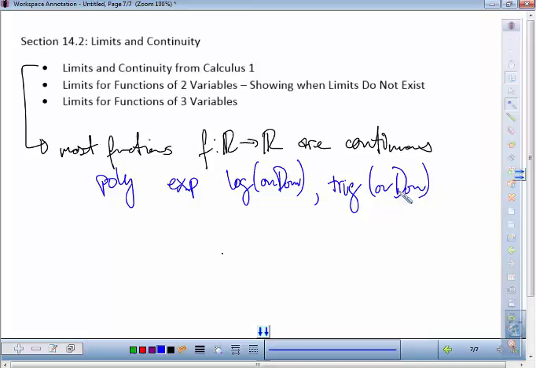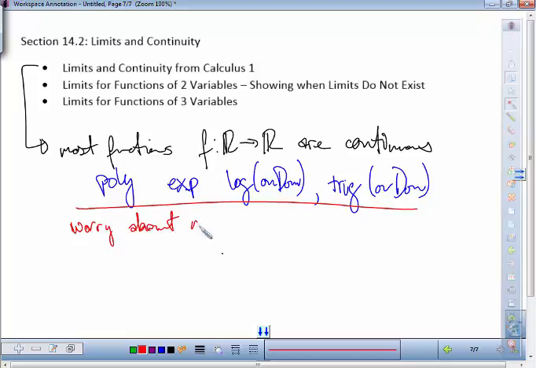And so the only things that you need to worry about, about non-continuity, in general, we worry about it for piecewise functions.